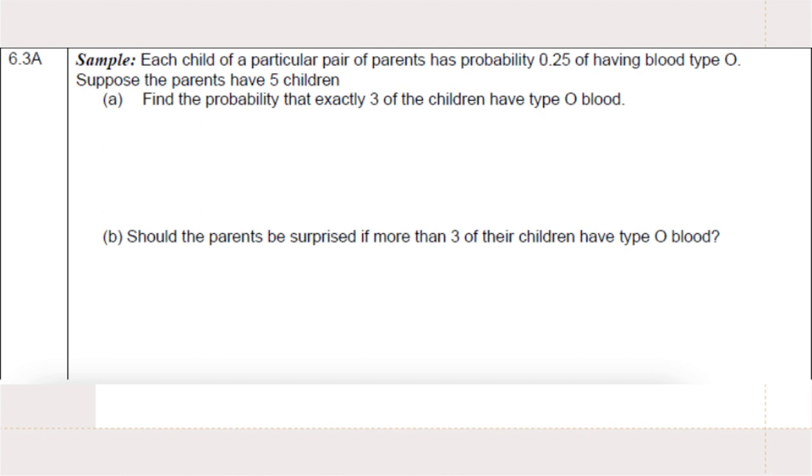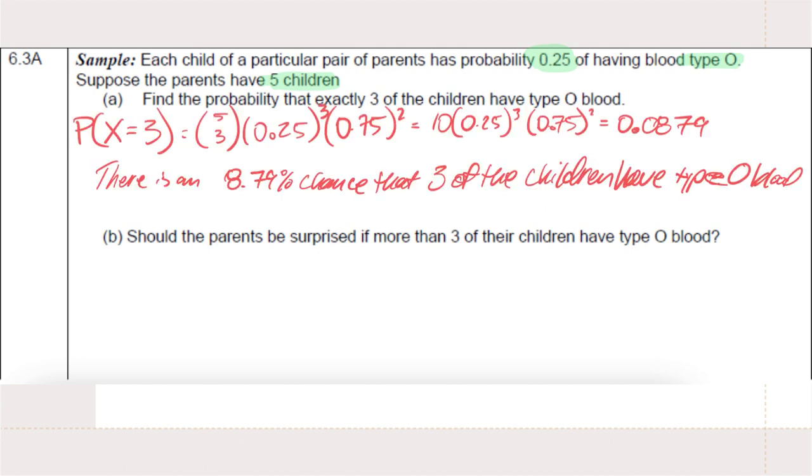We have a family, 2 parents. They have exactly 5 children. Any one child has a probability of 0.25 of having type O blood. Find the probability exactly 3 children have type O blood. I'm going to write this out and then we'll go through it.